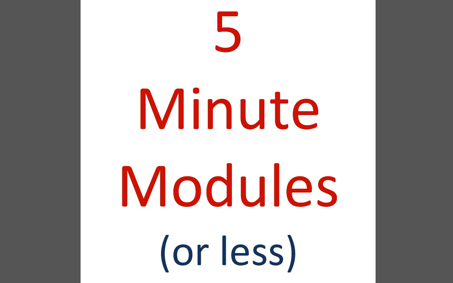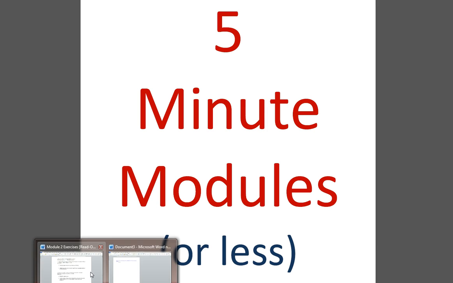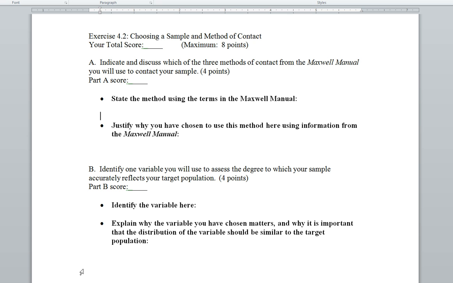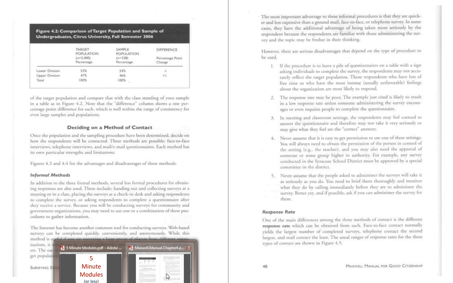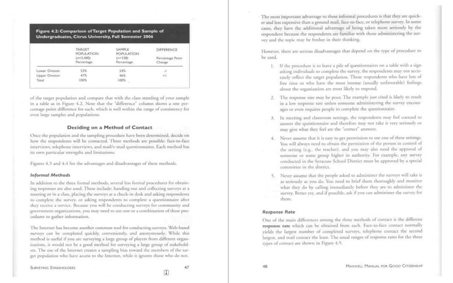Today we're going to look at 4.2 A and B. So let's begin by looking at the module instructions. In 4.2 we're basically talking about which method we're going to use to contact our respondents. In the Maxwell Manual they give us 3 basic types of contact: face-to-face, telephone, and email. It's discussed in the Maxwell Manual on pages 47, 48, and following.